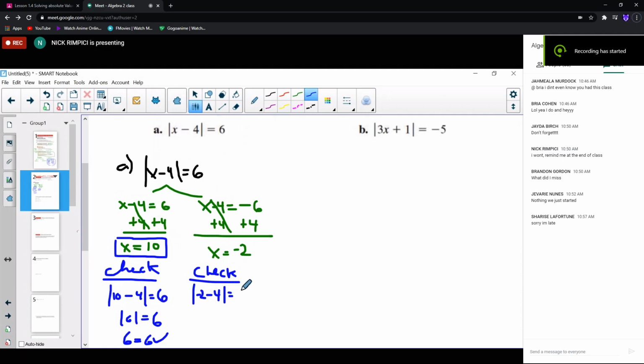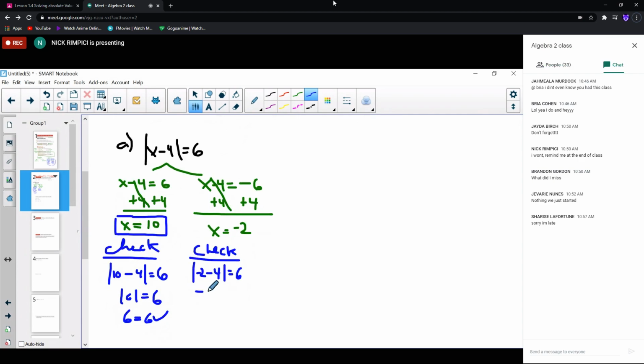Equals 6. Okay, negative 2 minus 4 is negative 6, and the absolute value of negative 6 equals 6. You might think, oh, wait, it doesn't look the same. Well, what is the absolute value of negative 6? The absolute value of negative 6 is positive 6. And those are equal. So negative 2 does make the statement true.